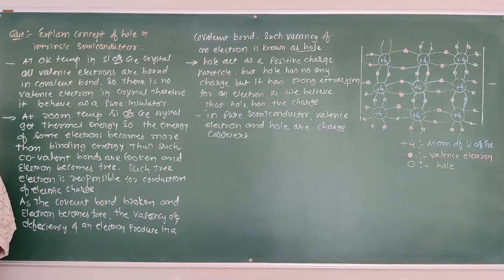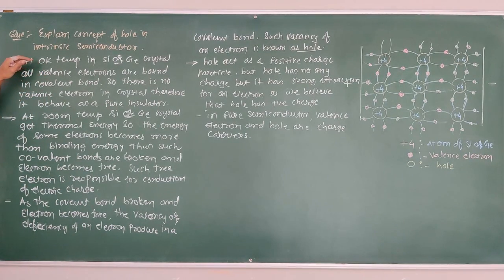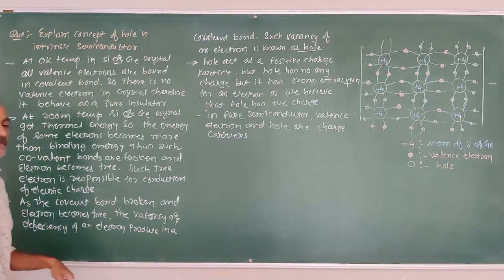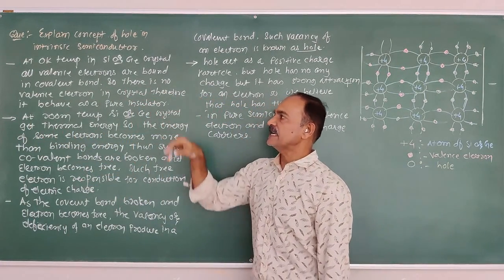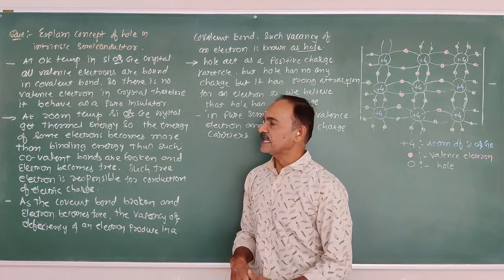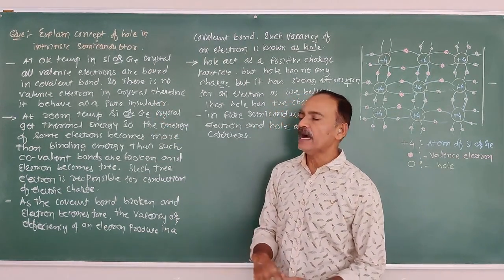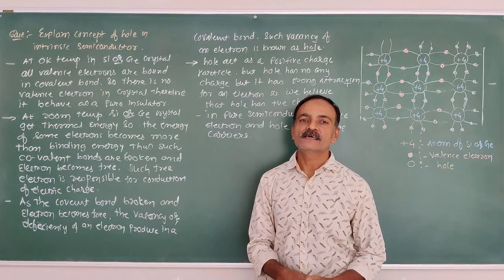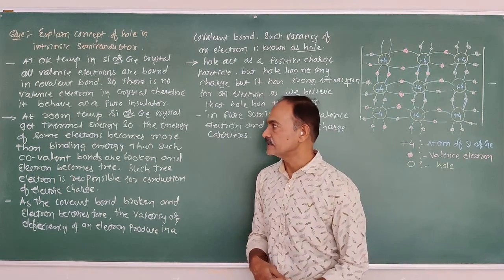So that is the concept of the hole. Again, at 0 Kelvin temperature in silicon and germanium crystal, all valence electrons are bound in covalent bonds. So there is no free electron in the crystal of silicon and germanium. Therefore, it behaves as a pure insulator at absolute 0 temperature, or 0 Kelvin temperature.